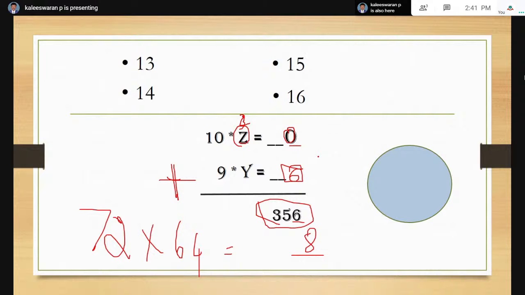Now one question. 9 into which number, multiplication will give the answer with unit digit 6? 9 into which number gives an answer ending with 6? 4. Then only the option 14 ends with 4.